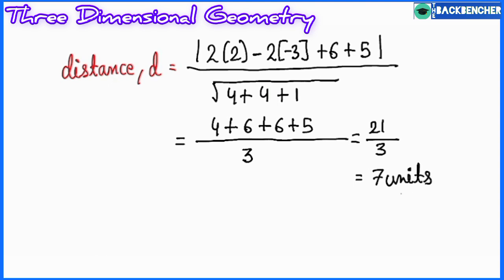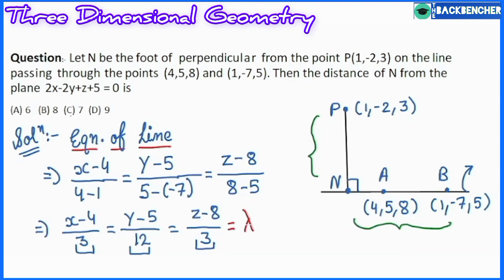So finally we have gotten the distance of point n from the plane that is given in the question. So you can see it here. So option number C is the right option. That option is the right option. So let's summarize what we have done in the whole question.